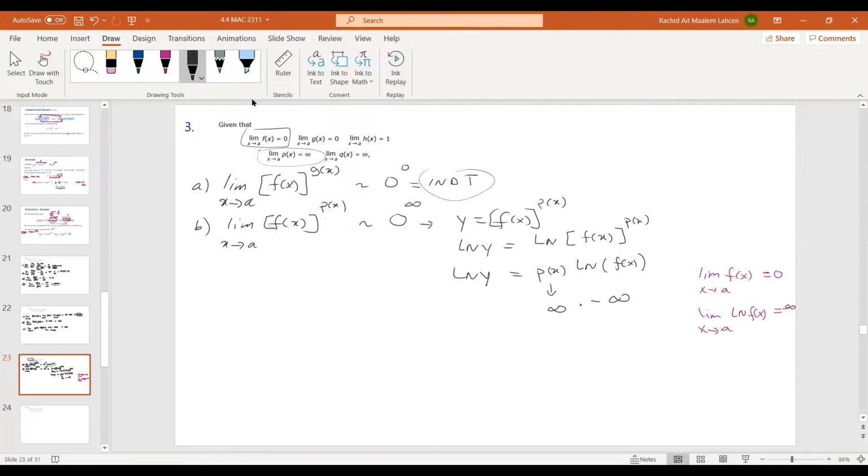So the natural log here, in terms of limits, what happens? One goes to infinity, the other to negative infinity, so infinity times negative infinity. This is not an indeterminate form. This is negative infinity. So the limit of ln y as x approaches a is going to be negative infinity.